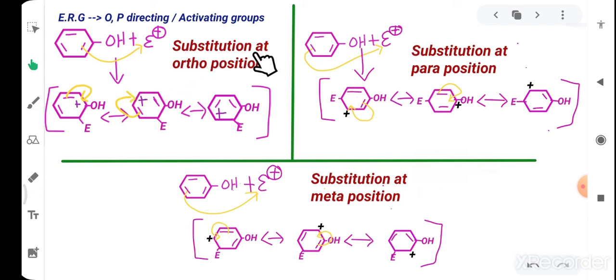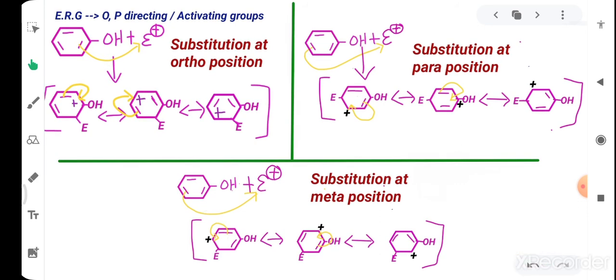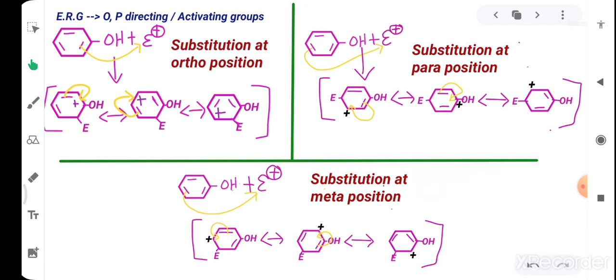Now if you see the substitution at ortho position, this is your ortho position because this position is adjacent to OH. So if the electrophile moves to this position, there will be a positive charge over this carbon atom. Okay, so now this carbocation is a tertiary carbocation. And if there is a shift of bond, it will lead to this resonance hybrid, and here this is your secondary carbocation, and again due to the delocalization of electron, there is another secondary carbocation.